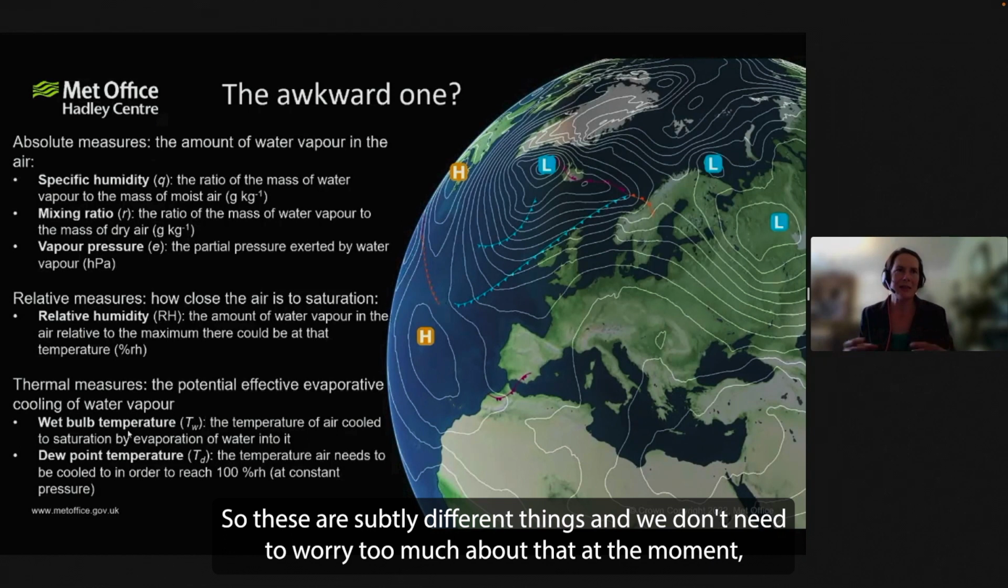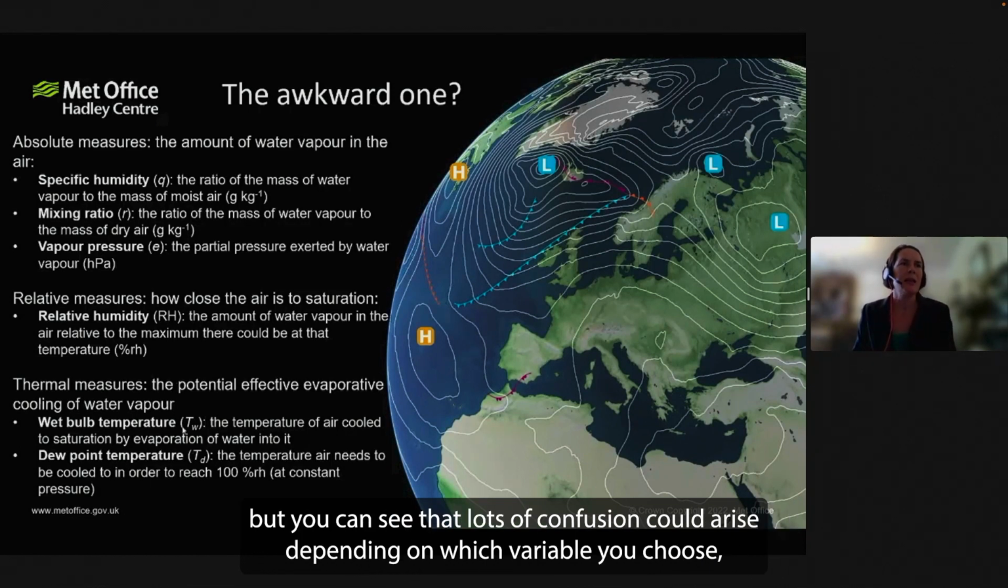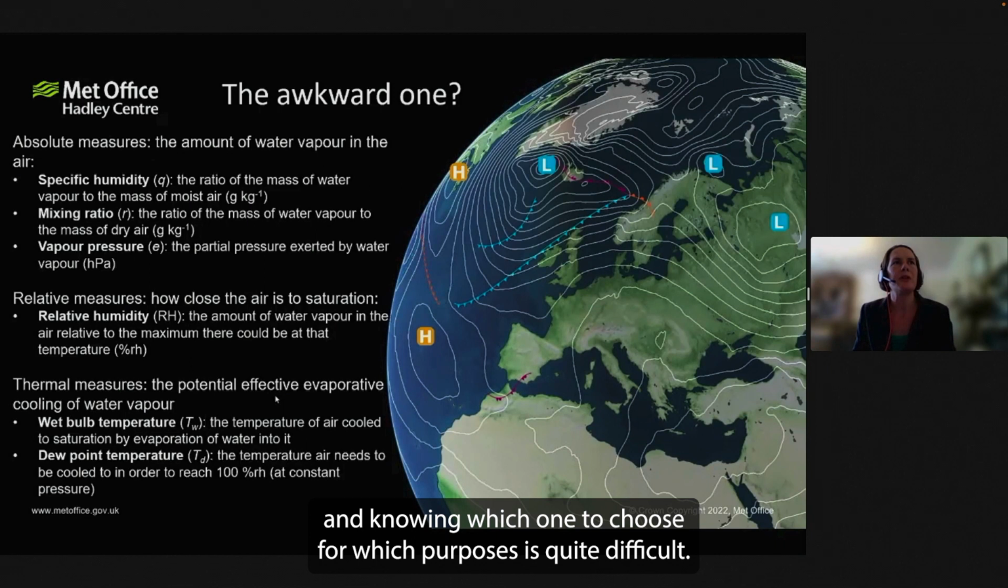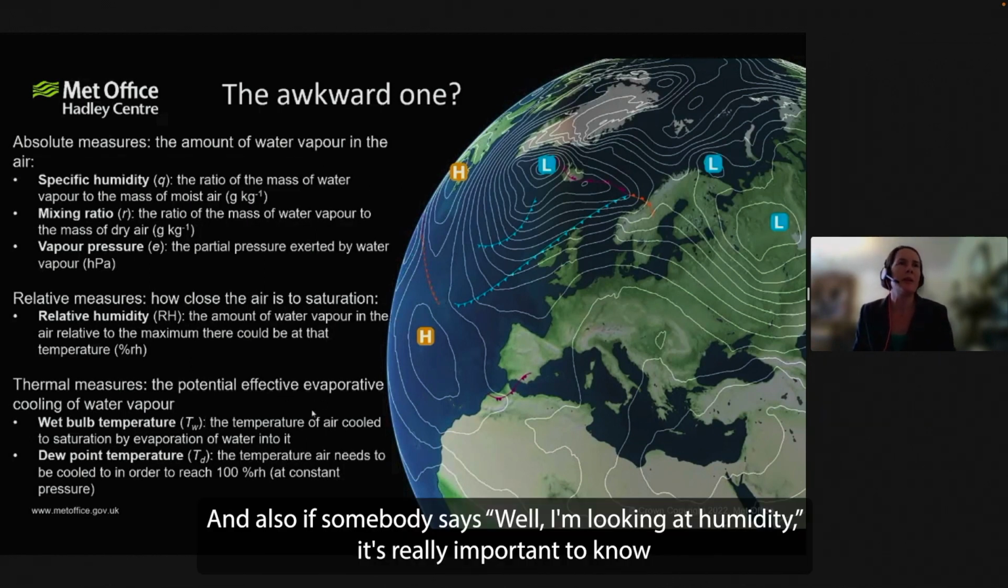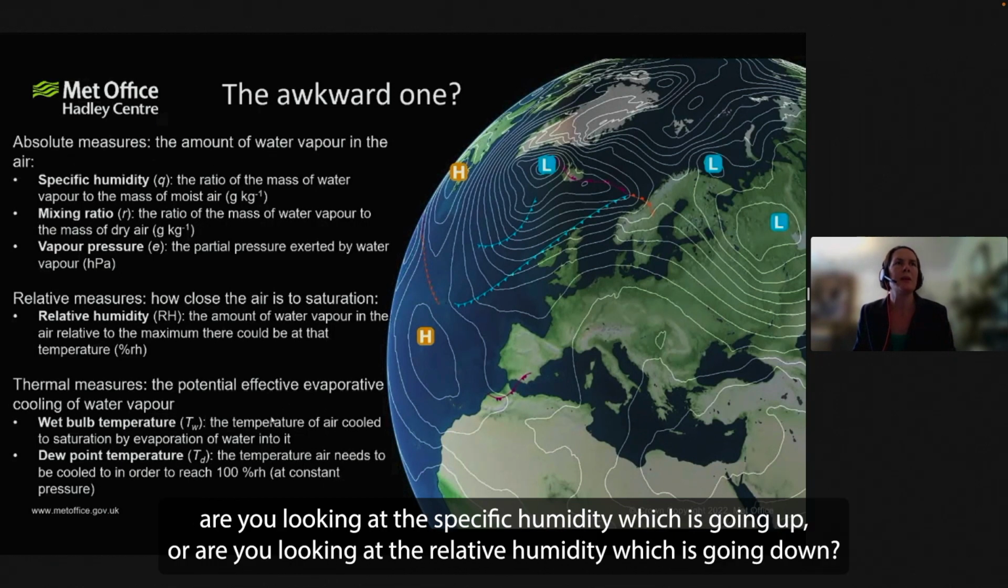So these are subtly different things, and we don't need to worry too much about that at the moment, but you can see that lots of confusion could arise depending on which variable you choose, and knowing which one to choose for which purpose is quite difficult. And also if somebody says, well, I'm looking at humidity, it's really important to know, are you looking at the specific humidity, which is going up, or are you looking at the relative humidity, which is going down?